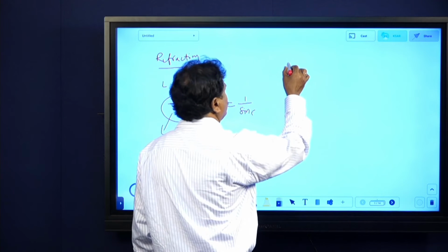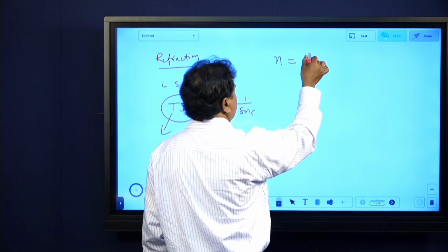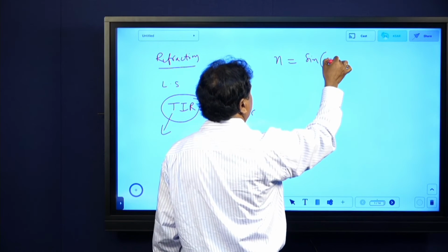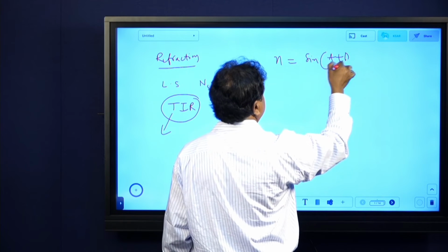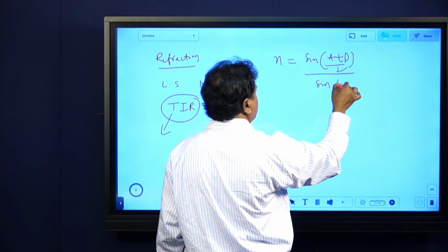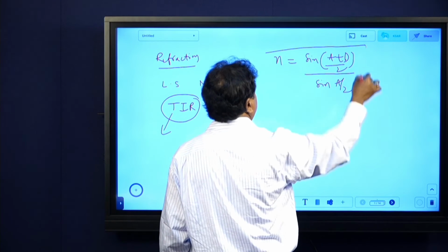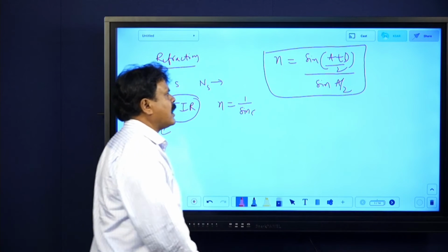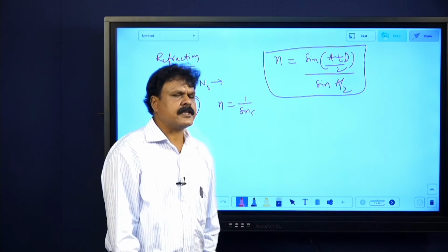Coming to refraction through prism, very first n equals sin (A plus D) by 2 divided by sin A by 2 expression. Try to know that. It is the relation between refractive index and the angle of the prism and deviation.